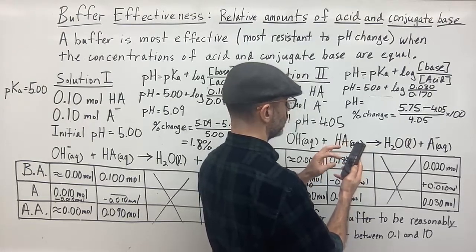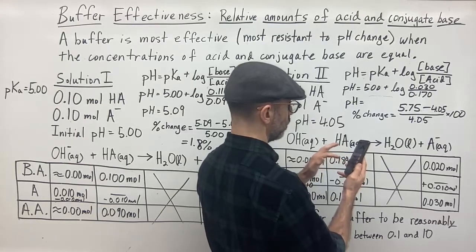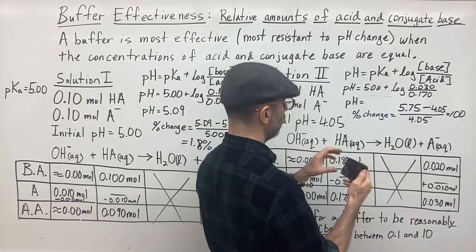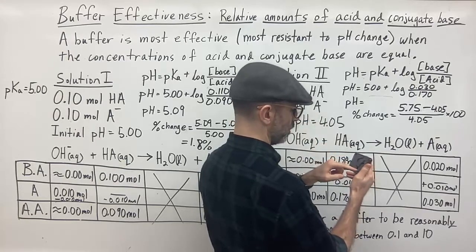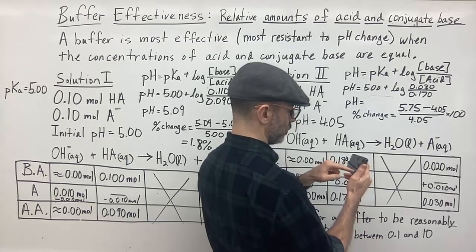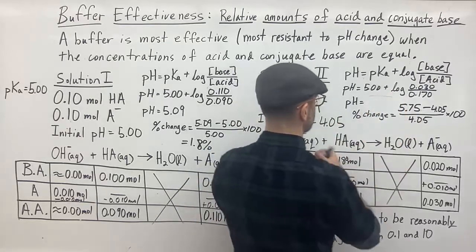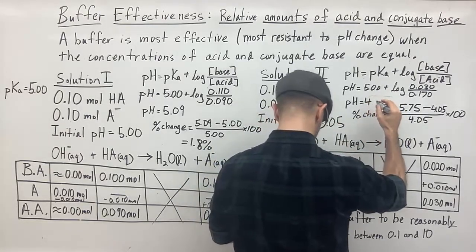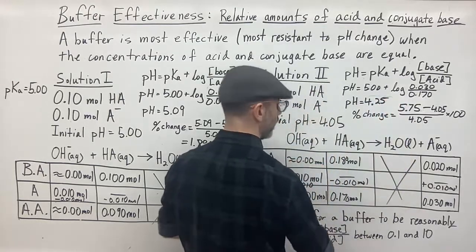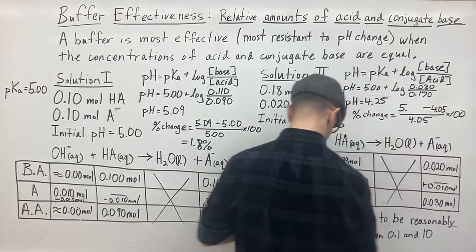So 0.03 divided by 0.170 equals, and then you take the log of that. Okay, and then you add, so plus 5.00 equals, okay, so 4.25. All right, so I subtracted when I should have added. So 4.25. So that's the pH. That's the problem. Okay, so then that 4.25.